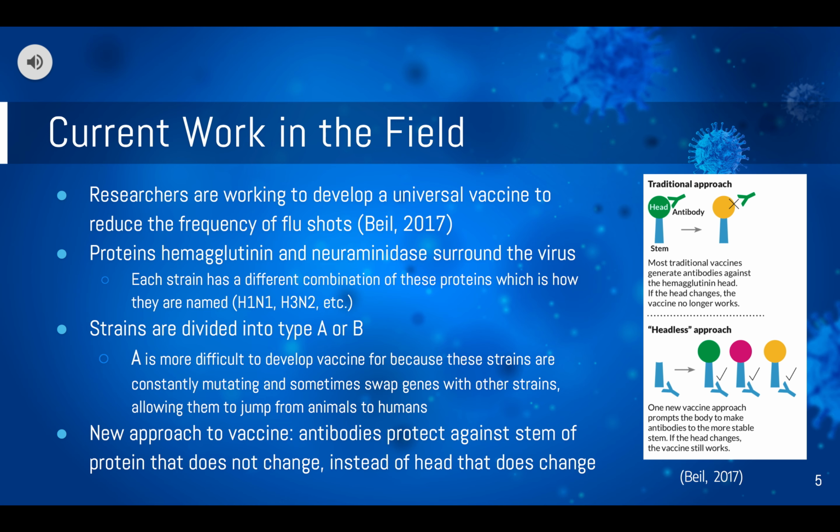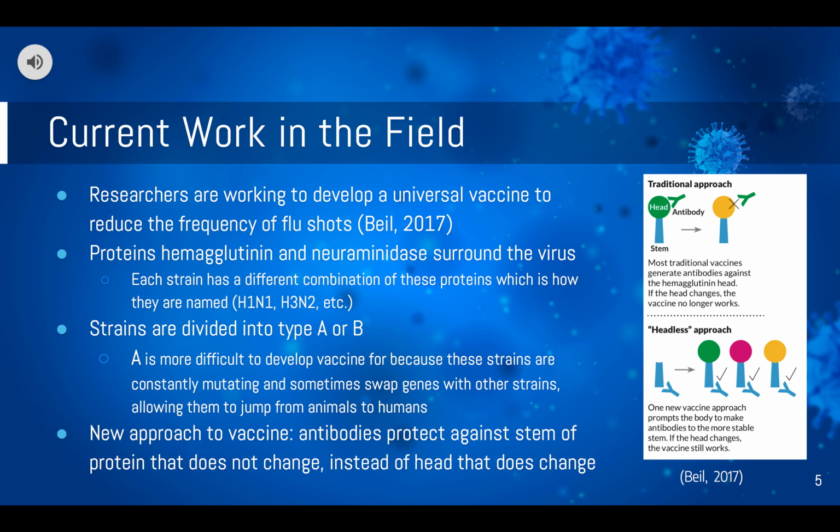The reason a flu shot is needed every flu season is because each strain has a different combination of 2 proteins on its surface, hemagglutinin and neuraminidase. The different combinations of these proteins is actually how each strain, like H1N1 or H3N2, are named. Influenza strains are divided into 2 types, type A or B.